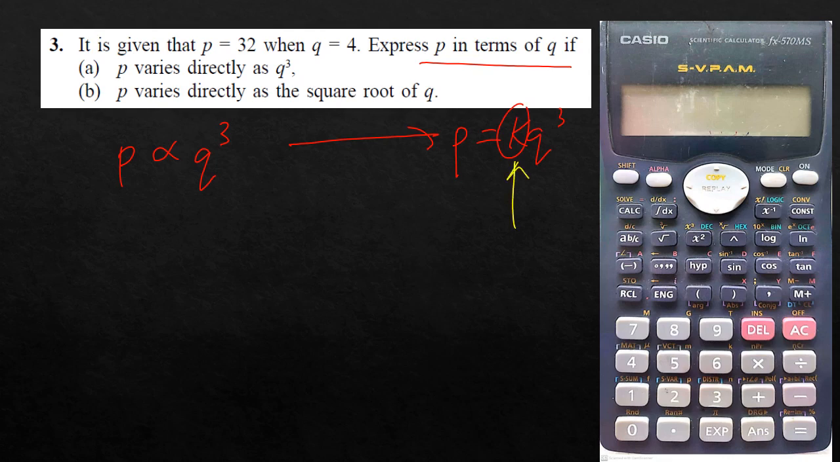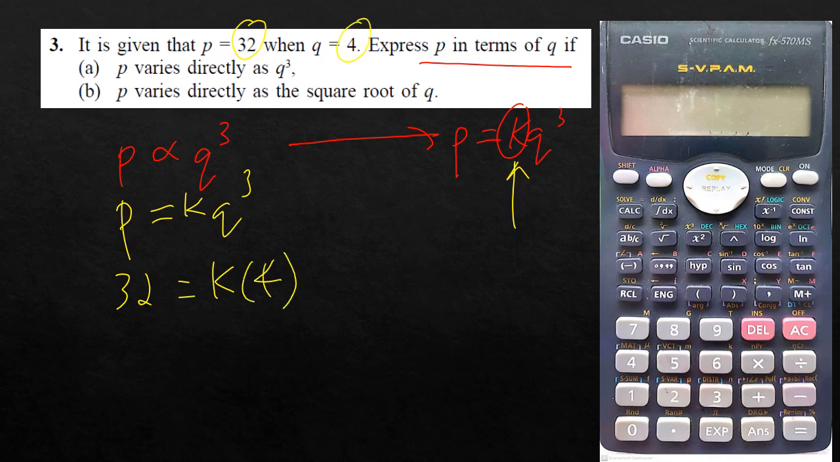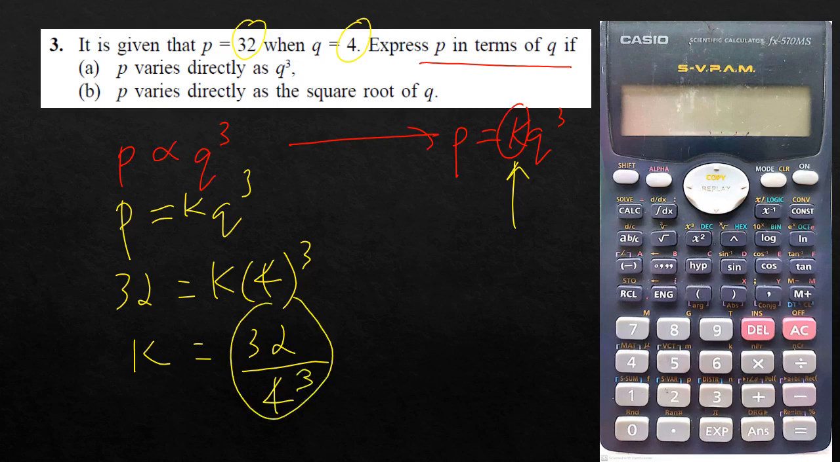K is. So you change it into P equals K Q cube, and then you substitute your P as 32, your Q is 4, 4 cube. So K is actually 32 over 4 cube. This one you can do in one step using the calculator. So you press 3 2, divide.